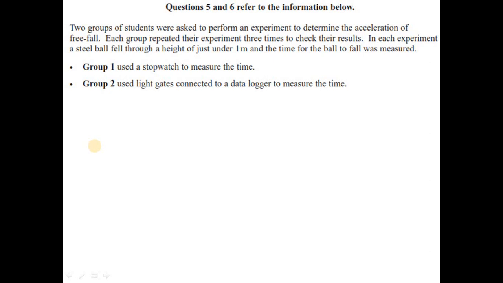Question number 5 and 6 refers to the information below. Two groups of students were asked to perform an experiment to determine the acceleration of free fall. Each group repeated their experiment 3 times to check their results. In each experiment, a steel ball fell through a height of just under 1 meter, and the time for the ball to fall was measured. Group 1 uses a stopwatch to measure the time. Group 2 uses light gates and a data logger to measure the time.